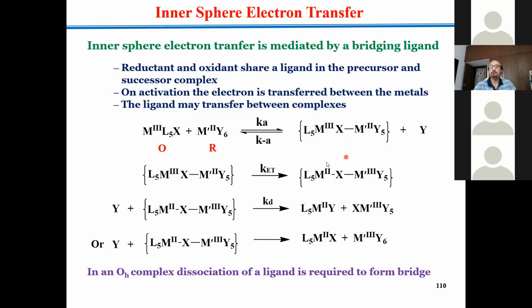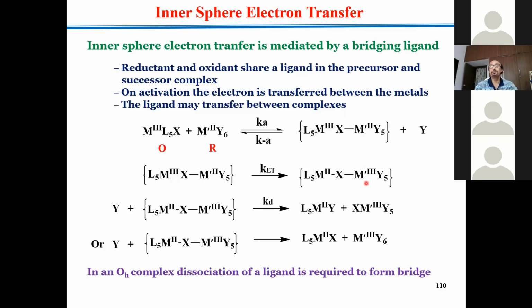Now, after electron transfer, what will happen? You have started with this, and then your product would not be the bridged one. The product would be the oxidized and reduced mononuclear compounds, right? Because you have not started with the dinuclear compound. Here you have assumed a dinuclear compound, I should say the bridged dinuclear compound, as an intermediate. Okay, so after electron transfer, what will happen? The dissociation will take place.